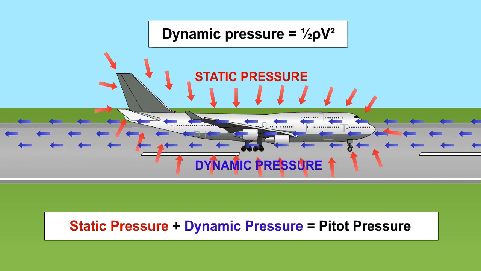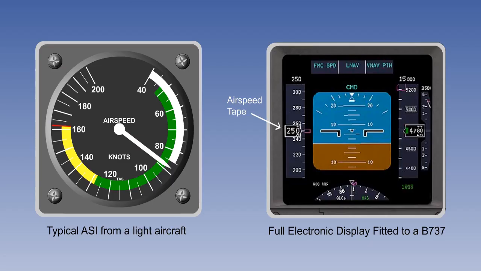The dynamic pressure experienced by the aircraft will vary with the speed of the aircraft through the air, and mathematically this relationship is expressed in the formula dynamic pressure equals a half rho v squared, where v is the true airspeed and rho is the density of the air. So, if dynamic pressure can be isolated from the total or Pitot pressure, it can be used to indicate airspeed.